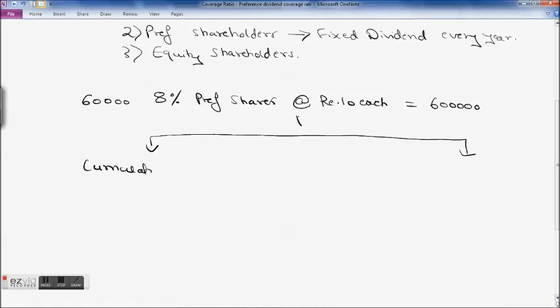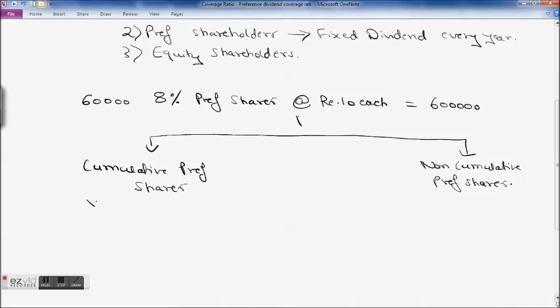Okay, so in this also there may be two types. One is cumulative preference shares and the other one is non-cumulative preference shares. Since these are preference shareholders, they are owners, so the dividend is paid to them only if there is a profit.